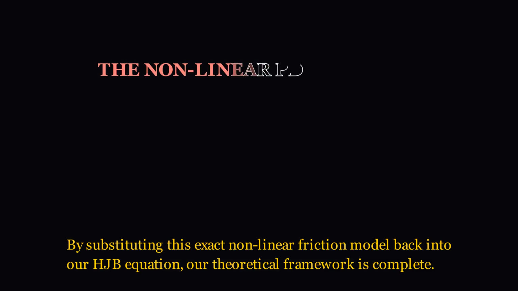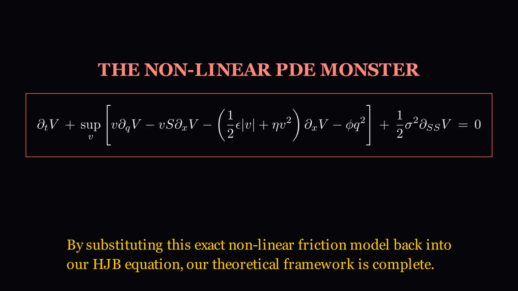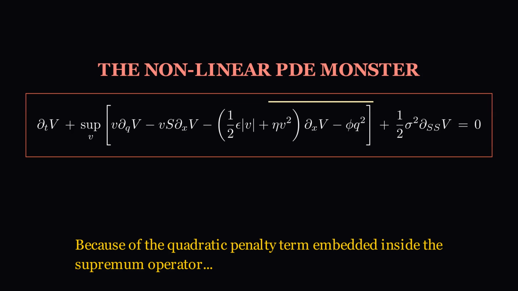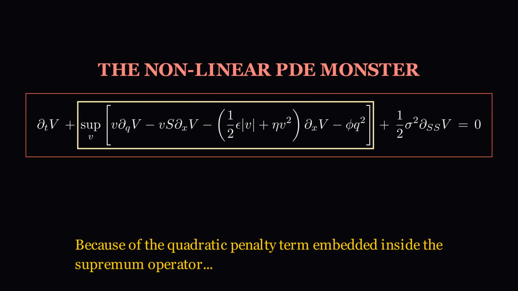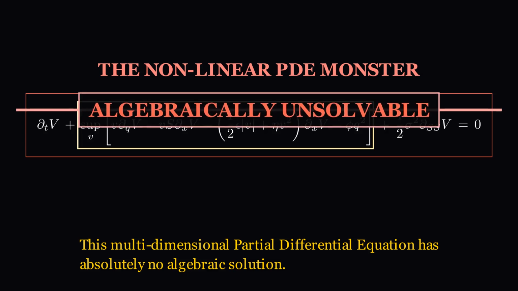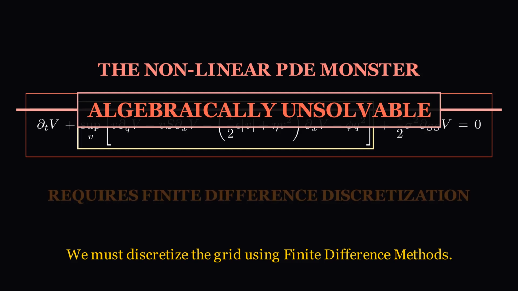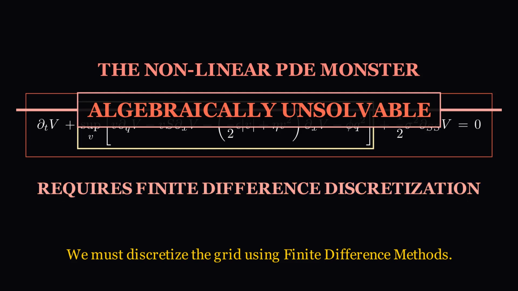By substituting this exact nonlinear friction model back into our HJB equation, our theoretical framework is complete. But we have just engineered a mathematical monster, because of the quadratic penalty term embedded inside the supremum operator. This multidimensional partial differential equation has absolutely no algebraic solution. To extract the actual trading policy, we must abandon continuous mathematics entirely. We must discretize the grid using finite difference methods.